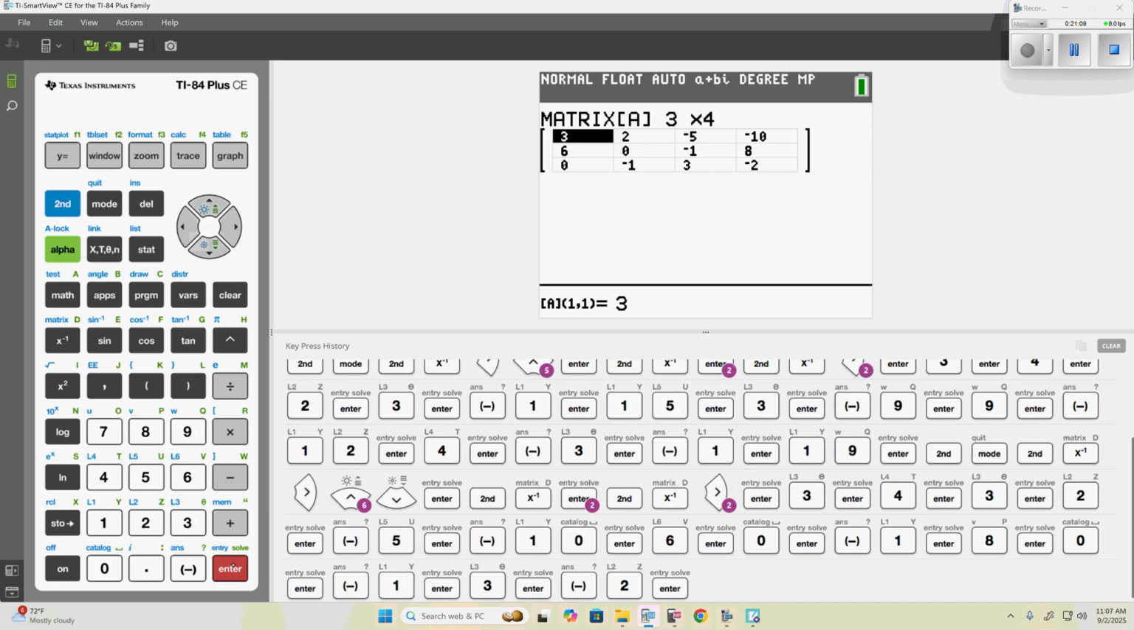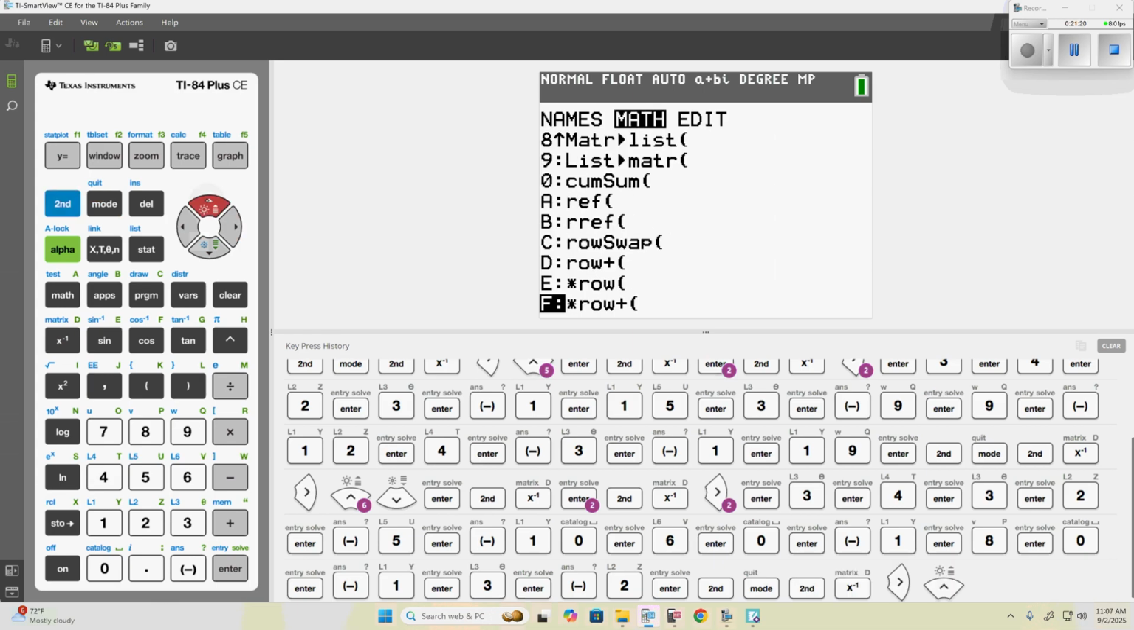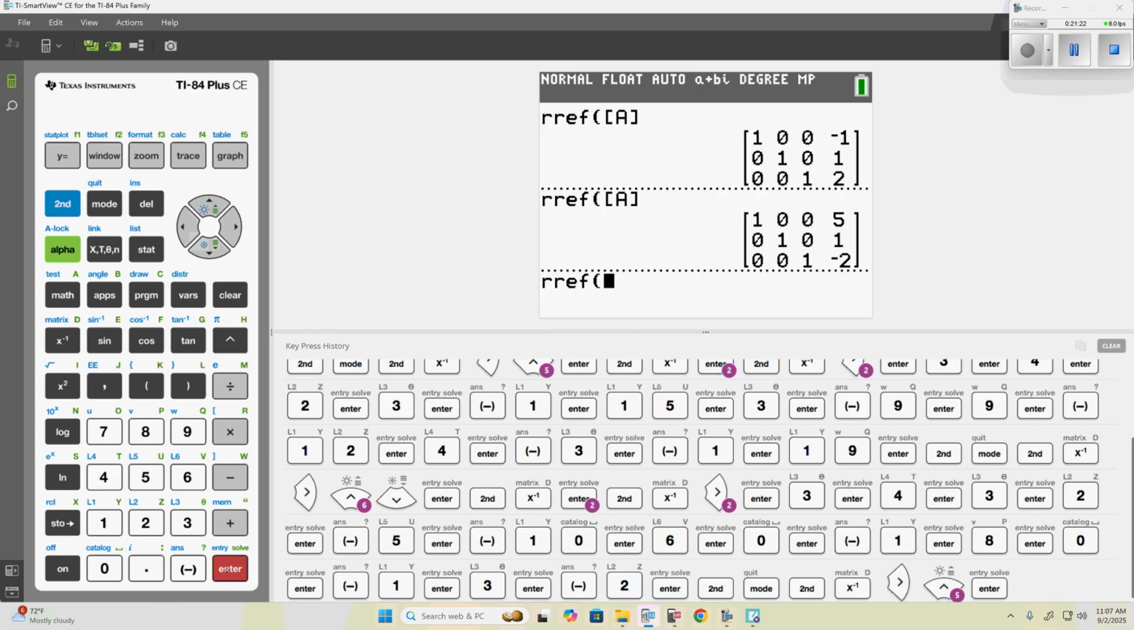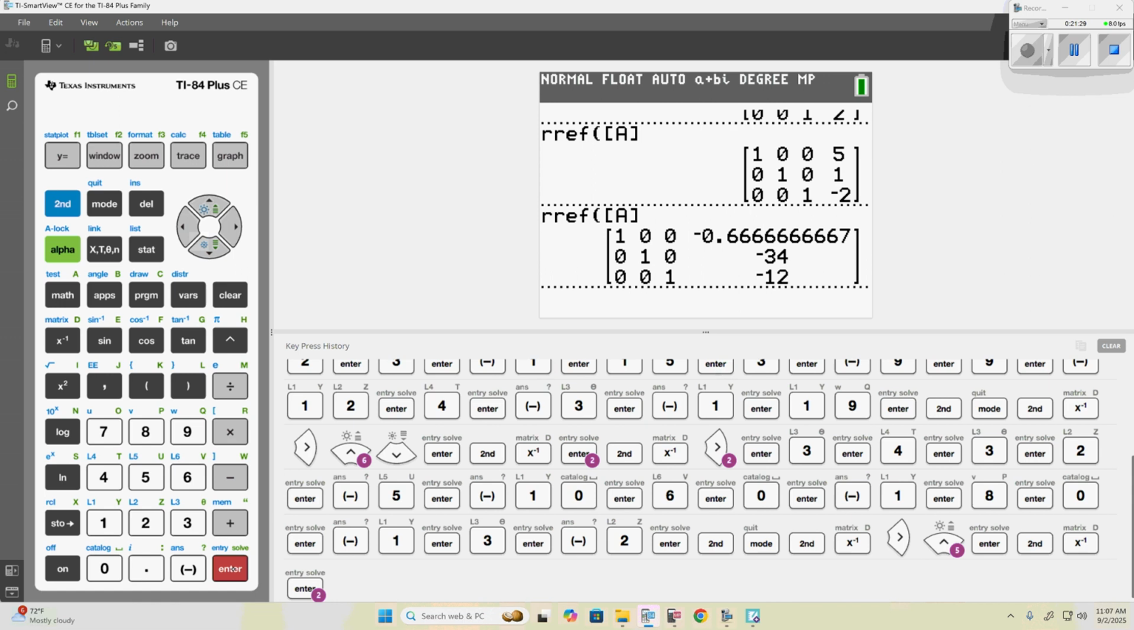We all able to get that typed in? Because again, once we get it typed in, we're going to go second quit. Second matrix over to math. Go RREF. Second matrix, we're going to select our matrix, and hit enter. We all get something similar to this here?